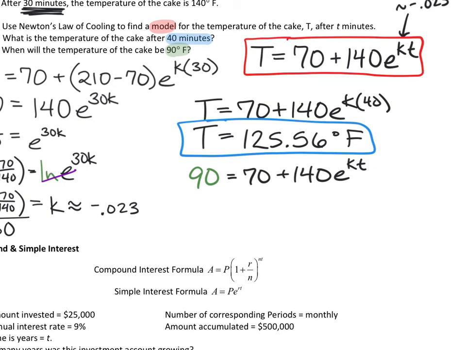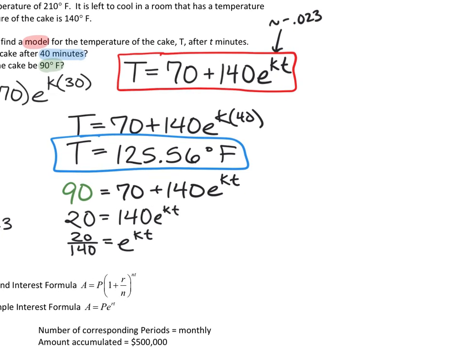Okay, so if we were solving this one, you'd subtract 70 from both sides. You'd have 20 equal to 140 e to the kt. Divide by 140, which does give you a fraction, 1/7, but you can leave it as this if you don't see that. We take the natural log of both sides. It would be the natural log of 20 divided by 140 equal to the natural log e to the kt.